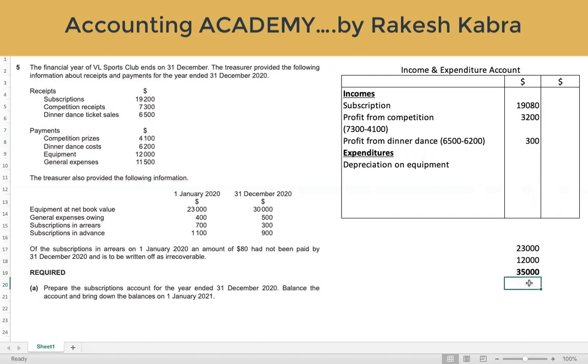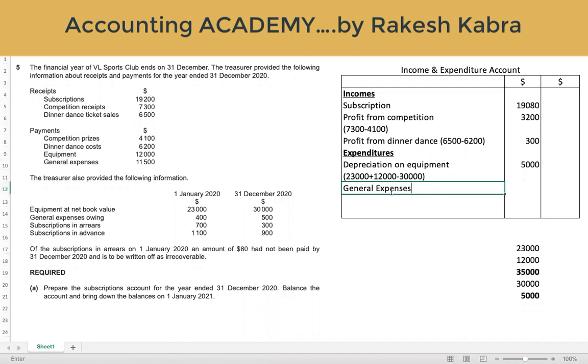But on the last date I have equipment of only how many dollars? 30,000. If you see here, equipment at net book value on the last day is 30,000. So 5,000 reduced. That is actually the depreciation. So that working we have to show: opening balance 23,000, 12,000 I purchased, and now only 30,000 is left. So 5,000 is the depreciation.